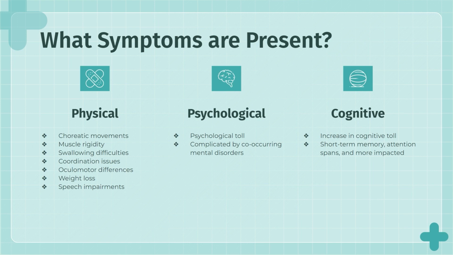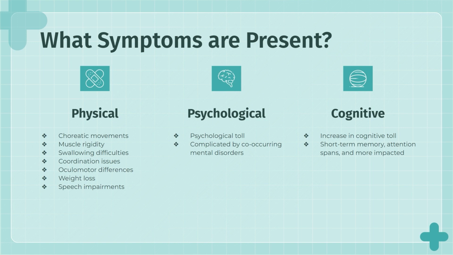HD disrupts swallowing, resulting in dysphagia. This dual challenge not only raises the risk of aspiration pneumonia, but also affects dietary intake. Progression of the symptoms. As HD progresses, coordination and balance deteriorate. Individuals struggle with an unsteady gait, oculomotor abnormalities, and weight loss. Speech difficulties such as slurred words also worsen over time. This impairment poses a significant challenge in communication, leading to frustration and isolation of those who have the disease.